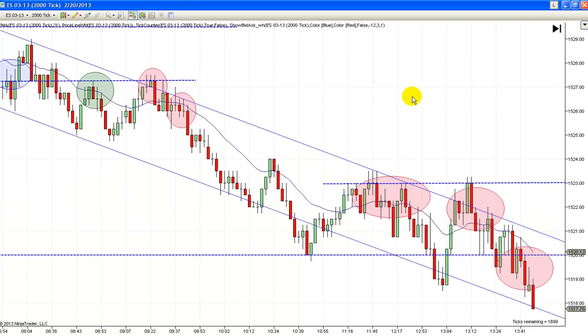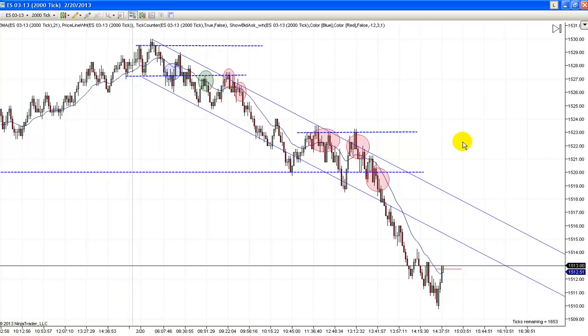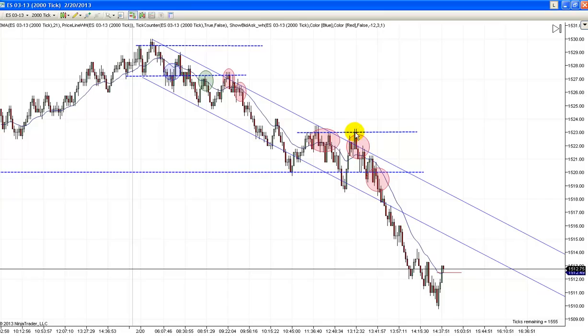But again, these are the kind of days you live for, and when you find them, you just got to trust it and enter every time it comes back until you get a break. And now we got a break of the trend line here, and definitely enough to consider a new low.